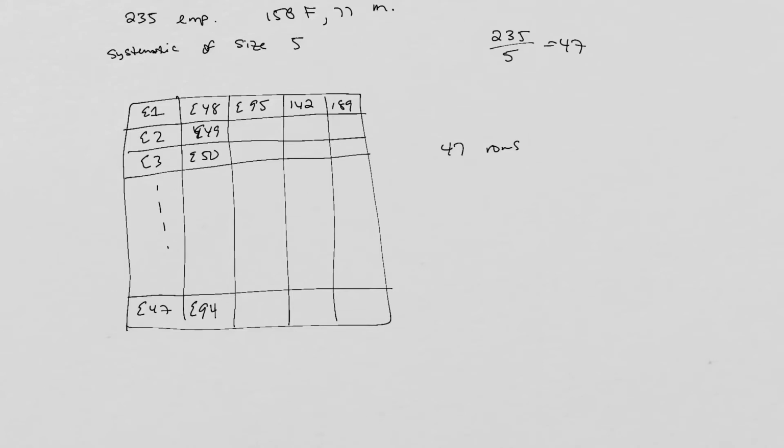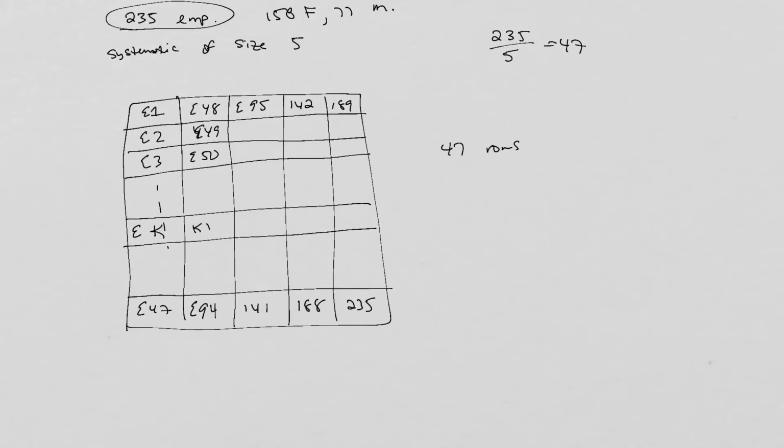And then down here, let's see, if I add 47 to that, gives me 141, 188, and if I add 47 to that, gives me 220, 235. Right? So that's all 235 people. Right? So if I'm here, and this is, let's say, employee number K, then this would just be K plus 47, right? Because I have 47 rows. Right?